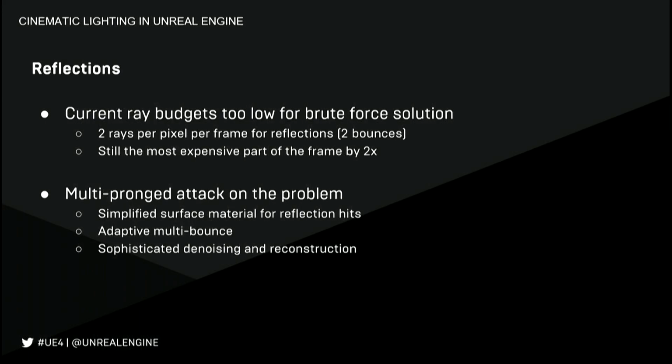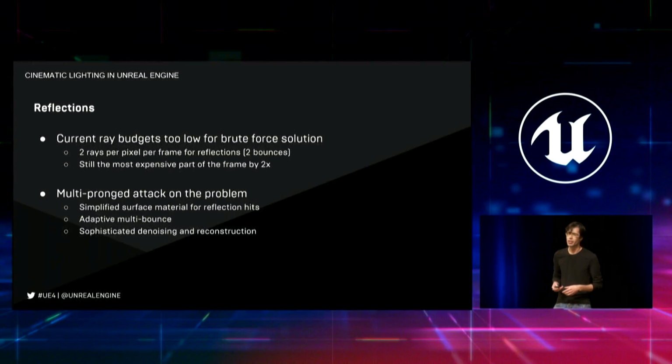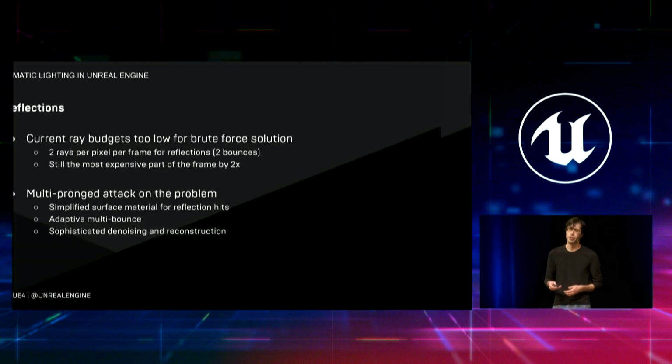So we had a few ideas to attack the problem and improve performance. One, the first idea was simplifying the shading of the materials for reflection shading. Another was to adaptively do more or fewer bounces. And the third was to use sophisticated denoising techniques so that we could actually get the glossy reflection looks in the glossy materials.